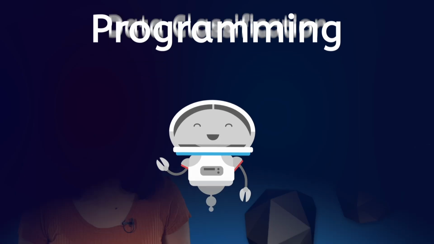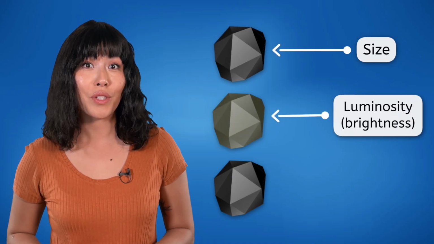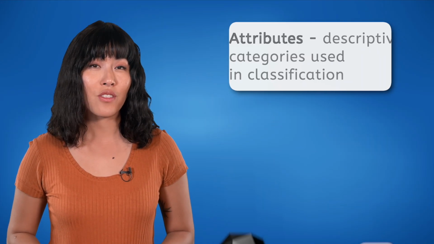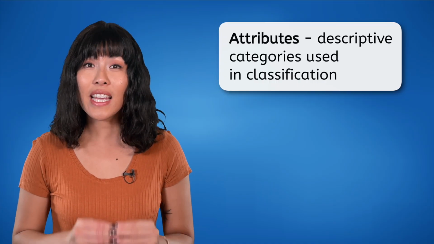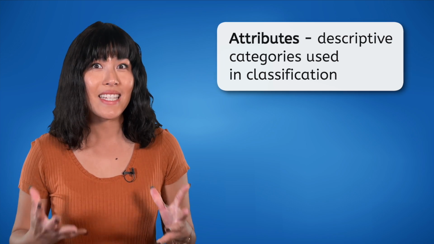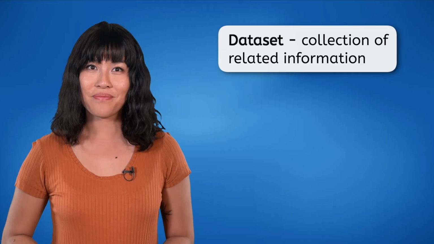Imagine holding 3 gleaming space stones from a new galaxy. For these rocks, 3 attributes are used to determine the type of stone: size, luminosity or brightness, and mineral count. These descriptive categories that are used in classification are also known as attributes, and they will help us to classify each stone into a category. Our goal is to create a data set, which is a collection of related information.